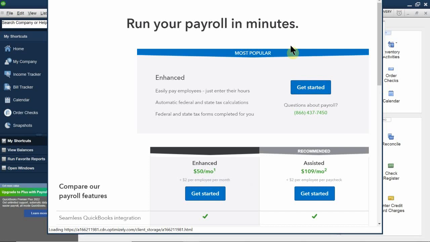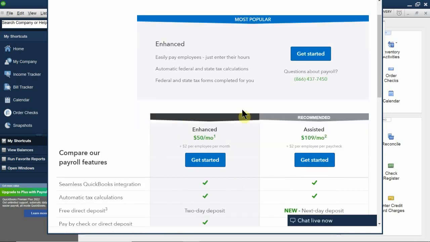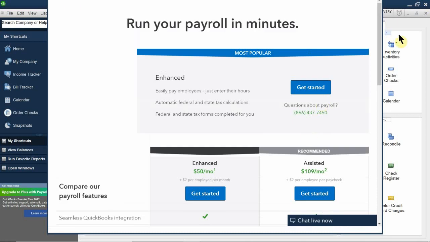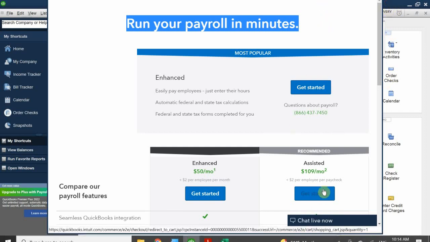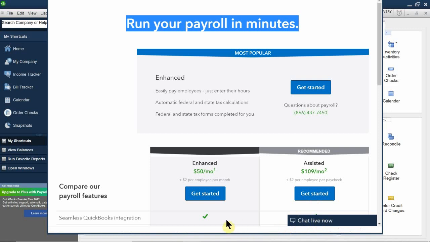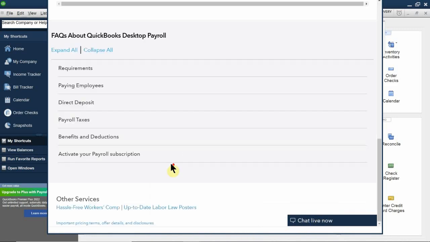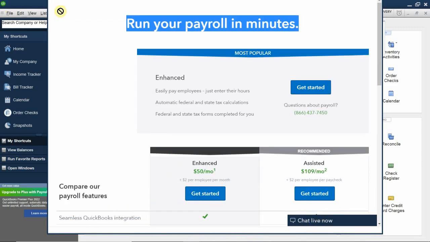Again, you have the basic, the enhanced, and the assisted. Those are the payroll options that you have there. In this case, I can either chat now with somebody or I can buy into it. But in this case, I don't need it.